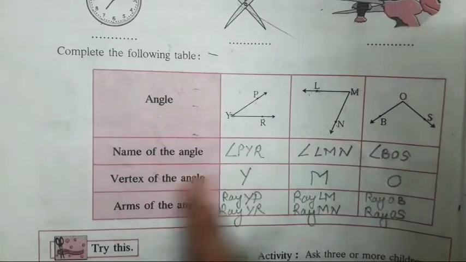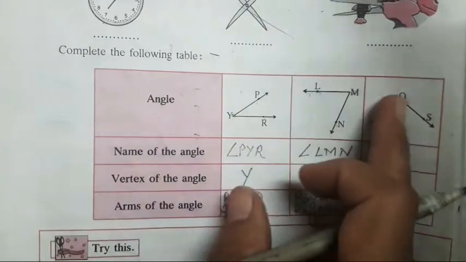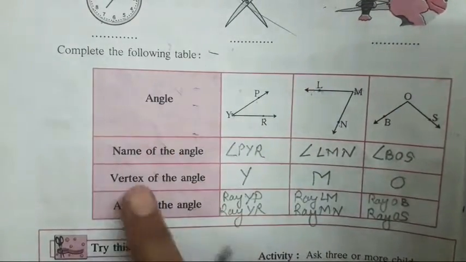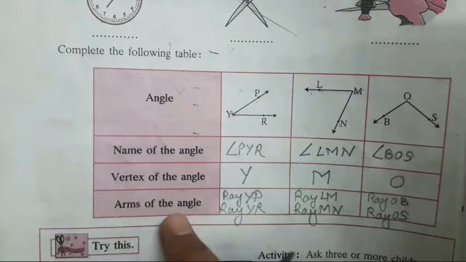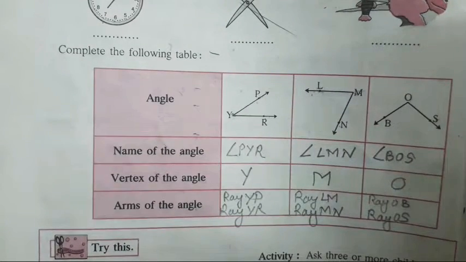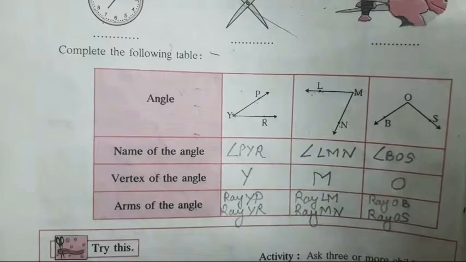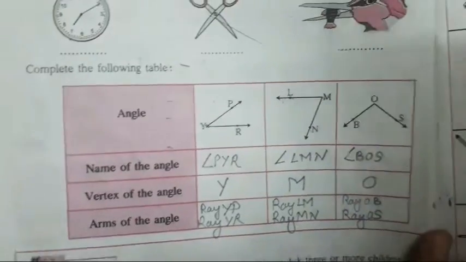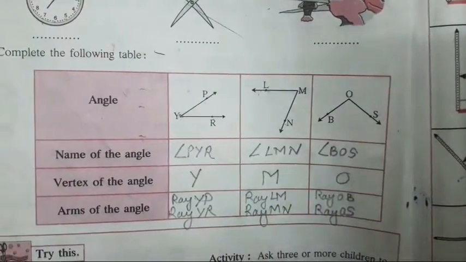So this question can be asked. Figures will be given to you all. You all have to write the name of the angle, vertex of the angle and arms of the angle, which is very easy to write. Okay, I think this section is clear to everyone. If anyone is having any problem, do let me know in the comment section.